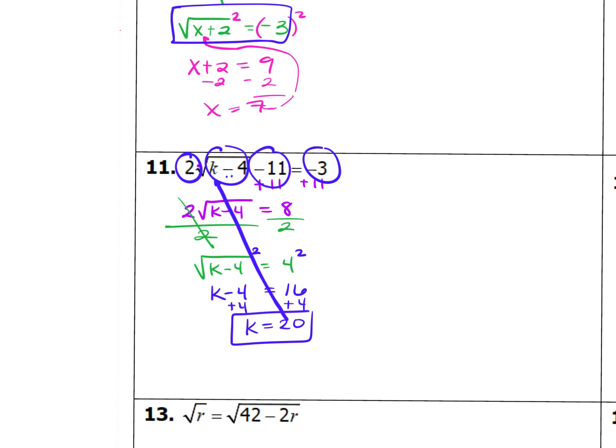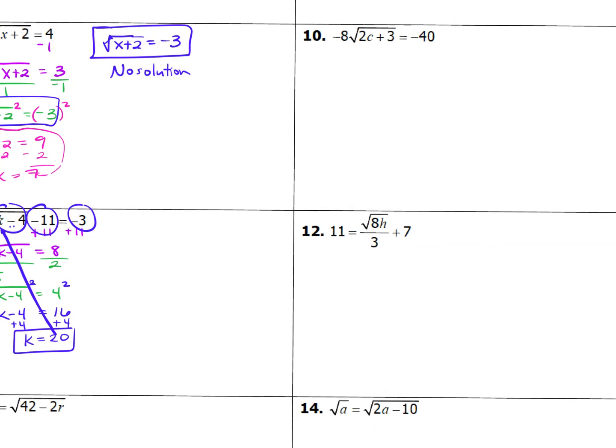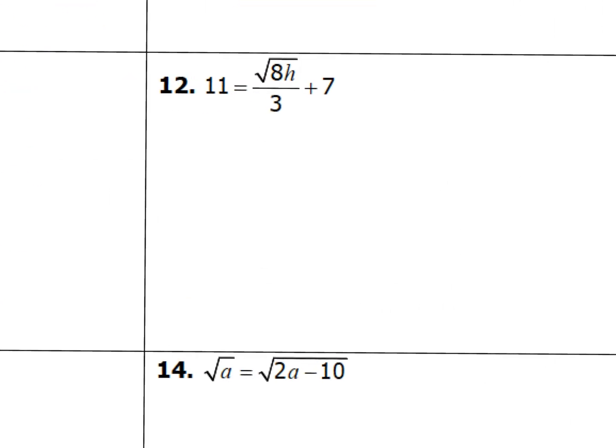Yeah. Can you try 12? Sure. 13 is the next one I was going to do. So we'll do 12 and 13, and then we'll be done. What do you do on 12? You subtract the 7 first. So this is 4 equals the square root of 8h over 3.